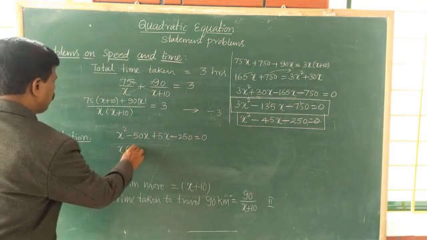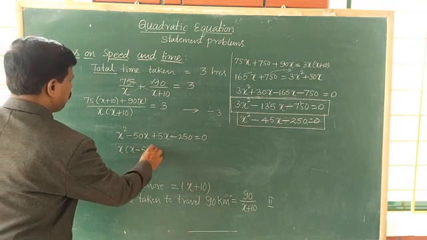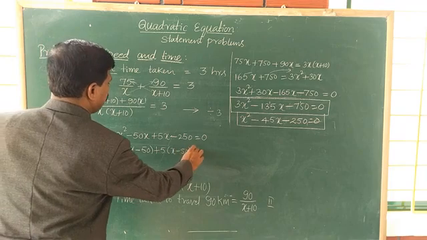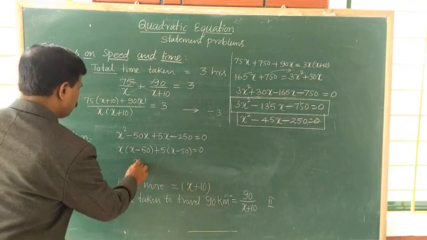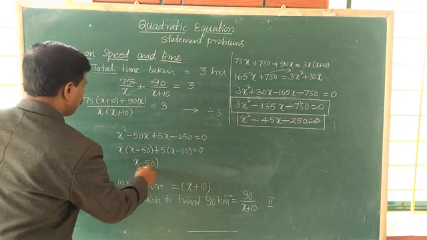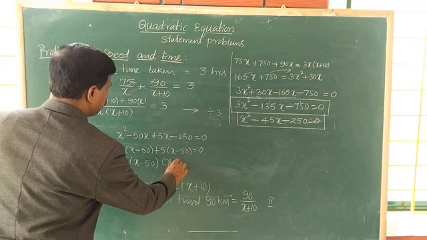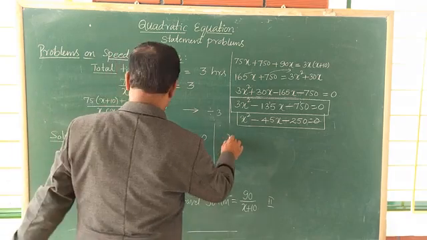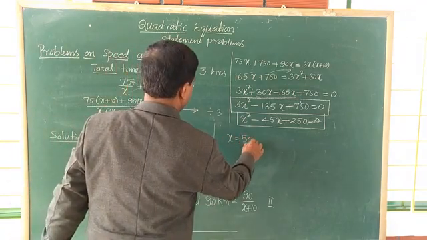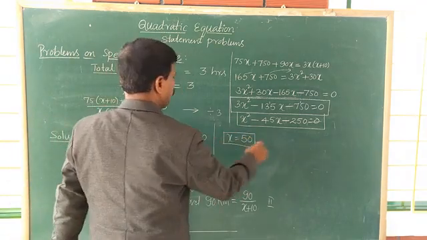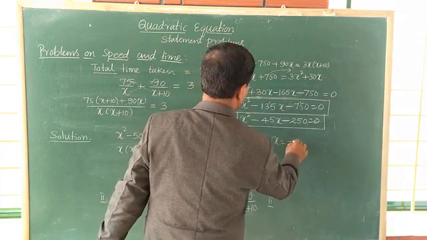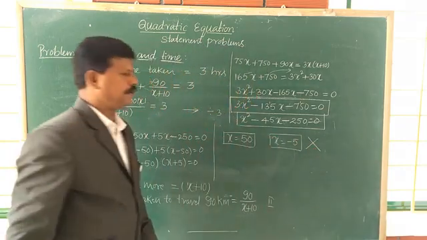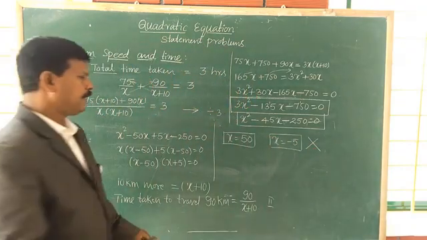Now x comma x minus 50 plus 5 comma x minus 50 equals 0. So x minus 50 into x plus 5 equals 0. So two roots: x is equal to 50 and x is equal to minus 5. The speed cannot be negative.